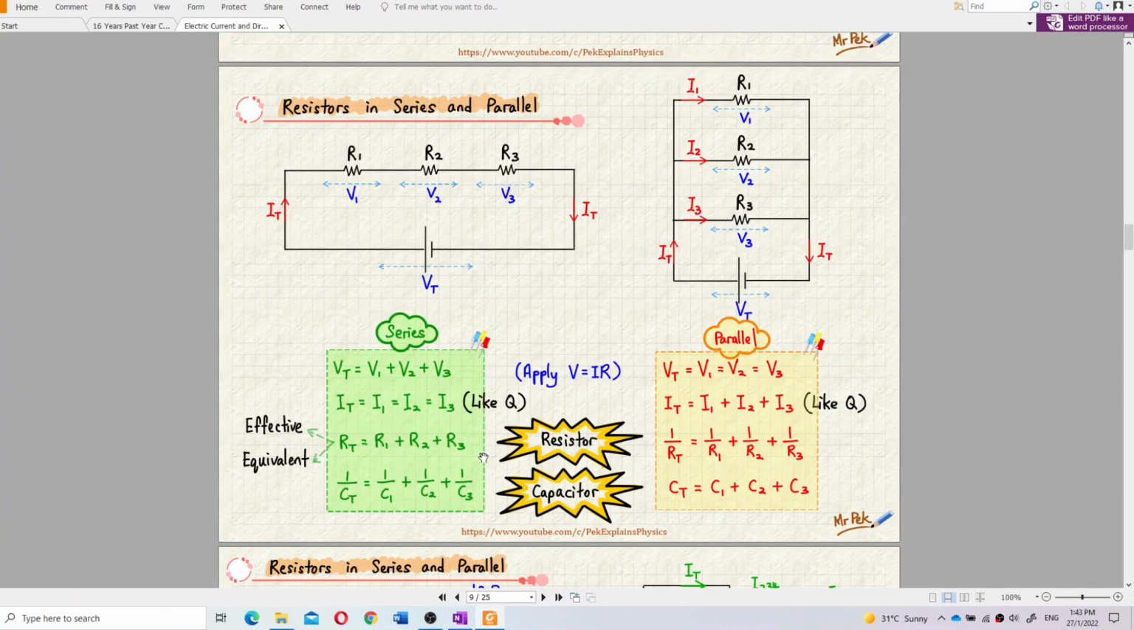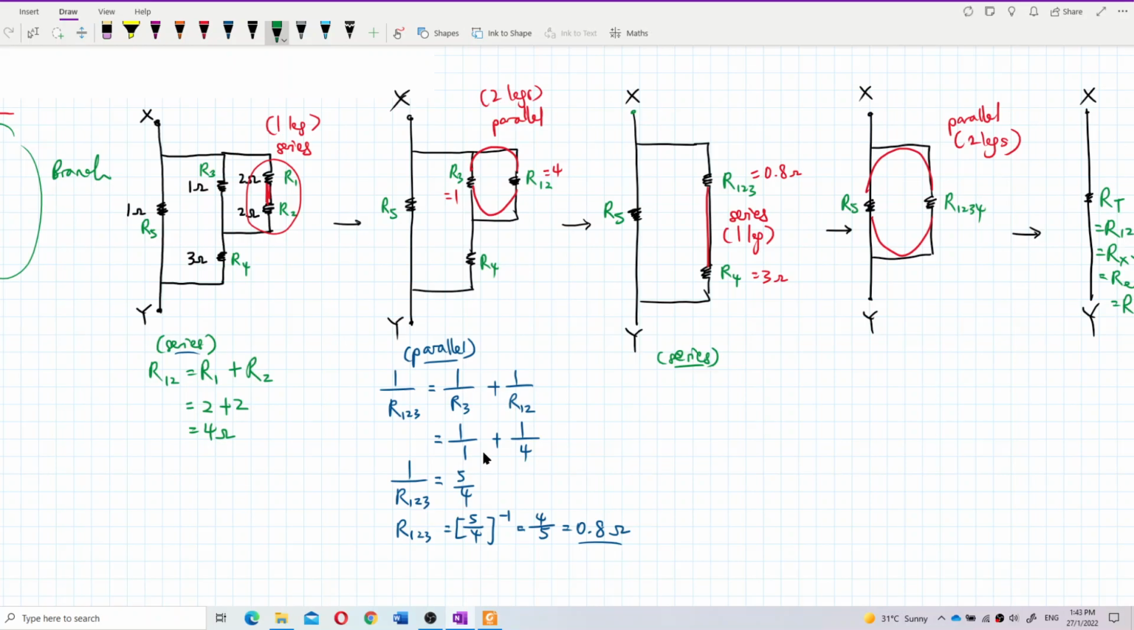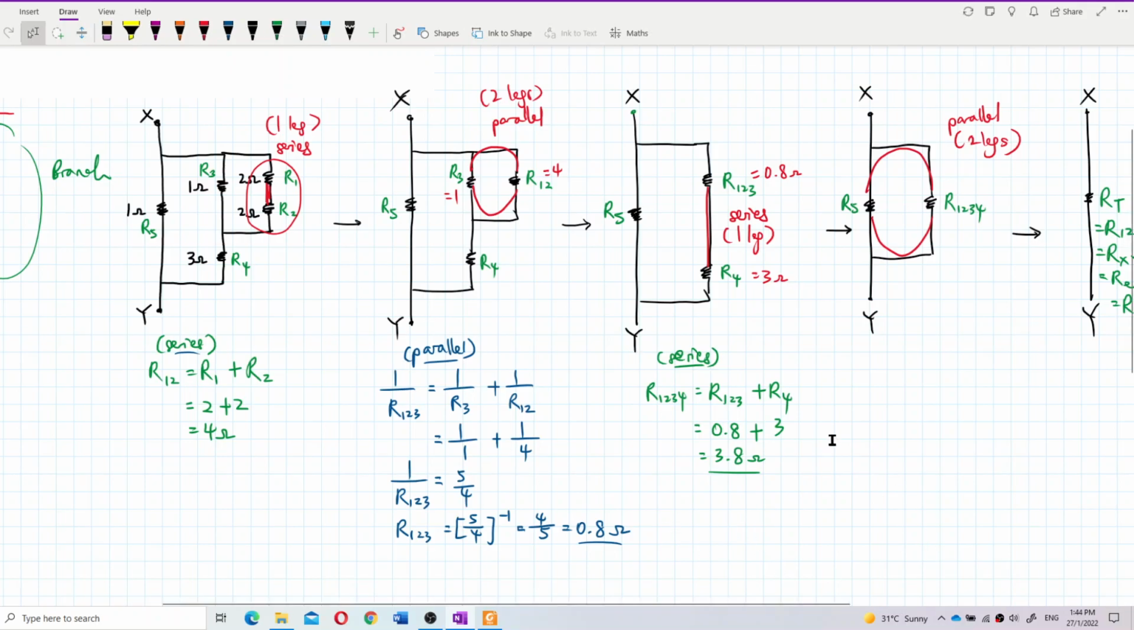It's plus, plus, plus. So R1, 2, 3, 4, I combine them in series. So series is plus together. R123 is 0.8 and R4 is 3, so it's 3.8 ohm. So I got my answer. Series becomes a bigger resistor. Yes, in fact 3.8 is bigger than 0.8, bigger than 3.